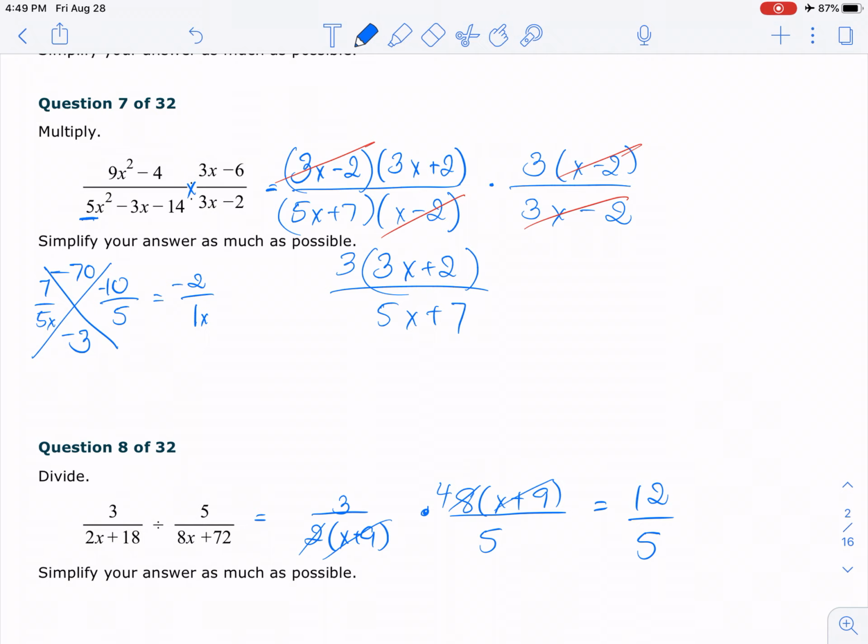Make sure your final answer cannot be simplified any further. That's when you know that we're done.